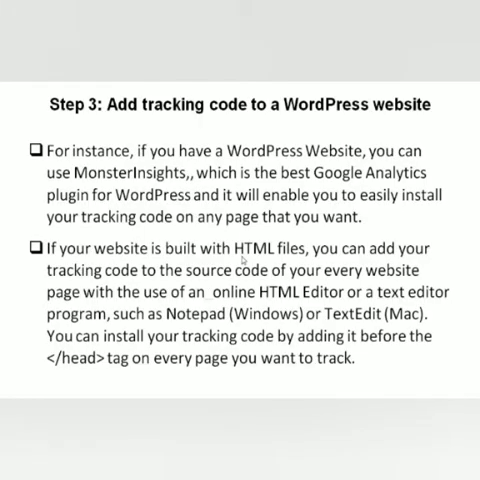Now we learn step 3, how to add tracking code to a WordPress website. For instance, if you have a WordPress website, you can use MonsterInsights, which is the best Google Analytics plugin for WordPress, and it will enable you to easily install your tracking code on any page that you want. If your website is built with HTML files, you can add your tracking code to the source code of every website page with the use of an online HTML editor or a text editor program.